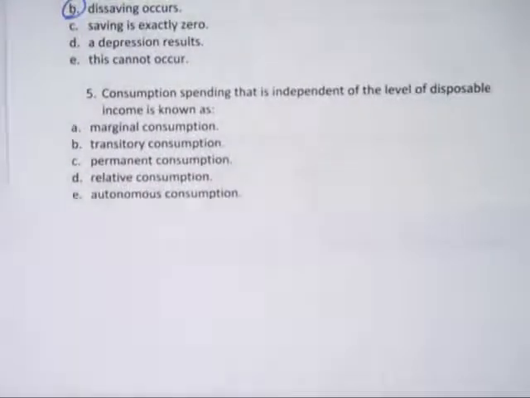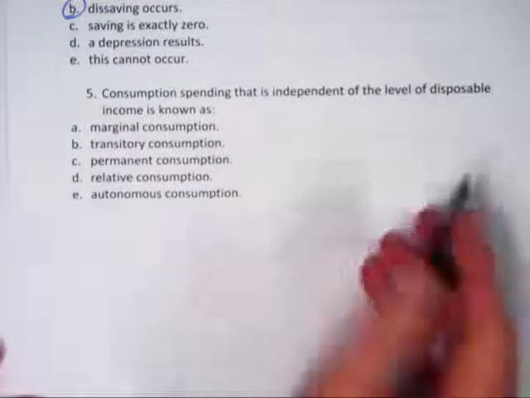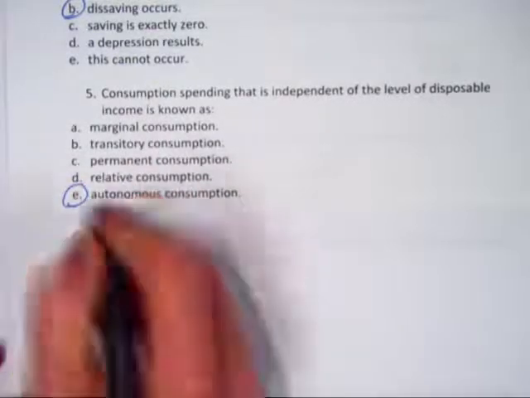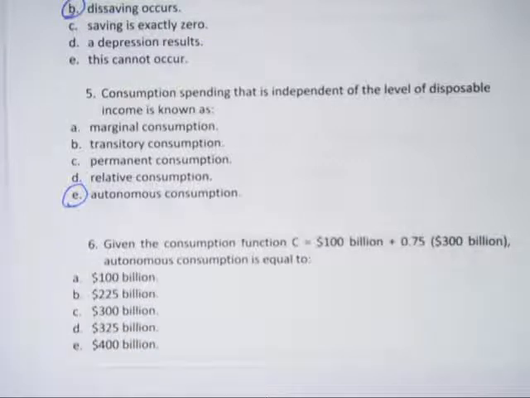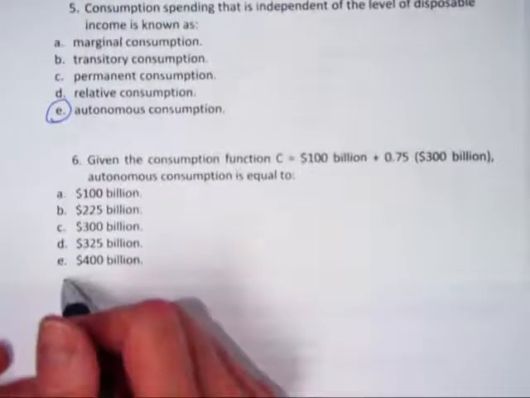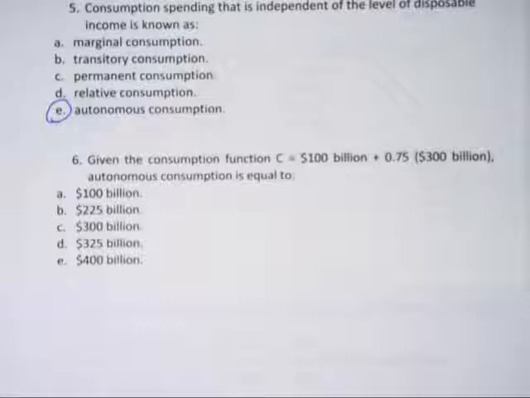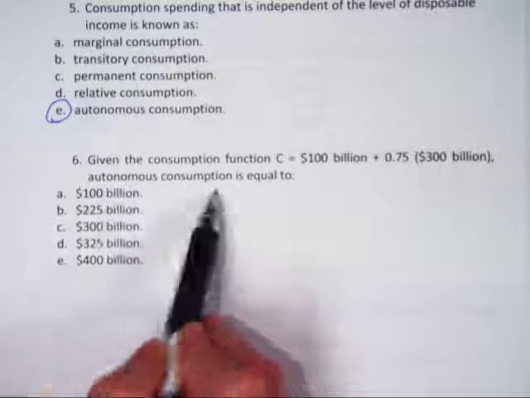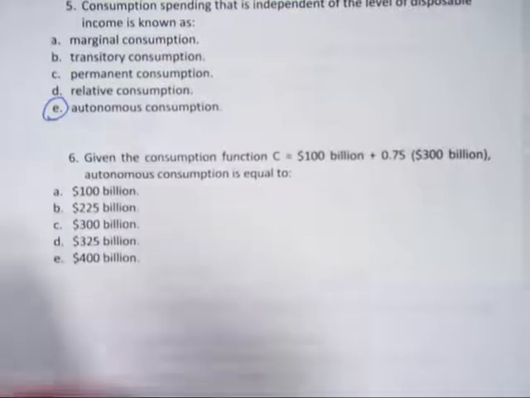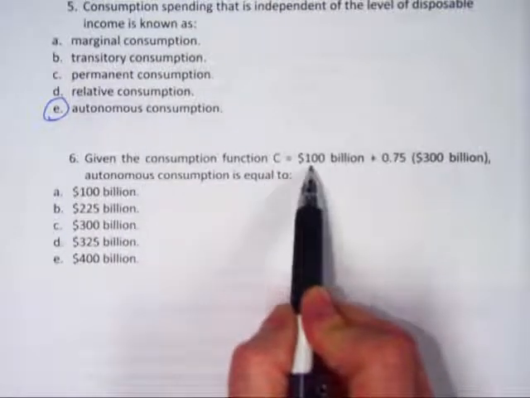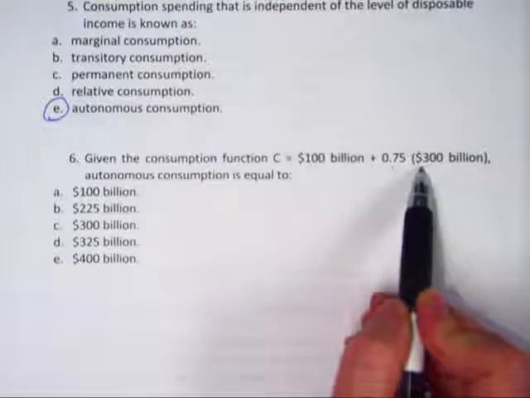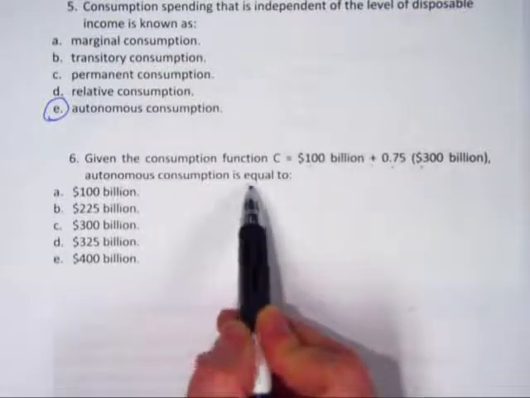Consumption spending that is independent of the level of disposable income is known as what? In other words, there's a certain amount of consumer spending that occurs no matter the level of disposable income. We call that, again, autonomous consumption. Let's take a look at this one. And again, I want to encourage you to read very carefully. Some of these are going to ask for an MPC, some will ask for an MPS. Some are going to ask for things such as autonomous consumption. Given the consumption function, C is equal to 100 billion plus 0.75 times 300 billion, autonomous consumption is equal to.